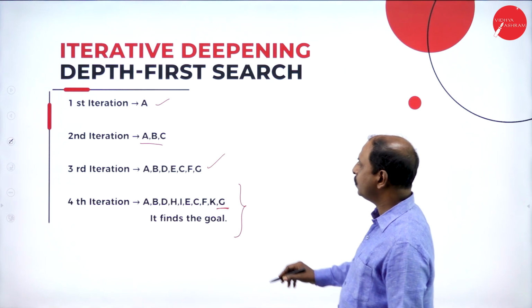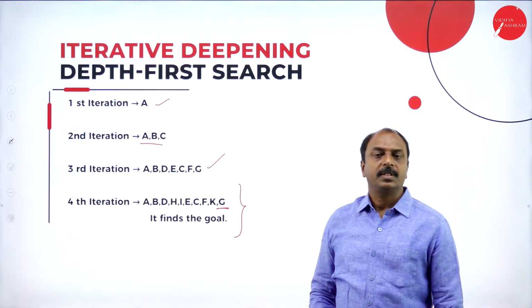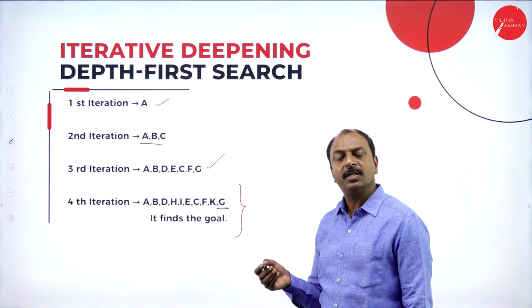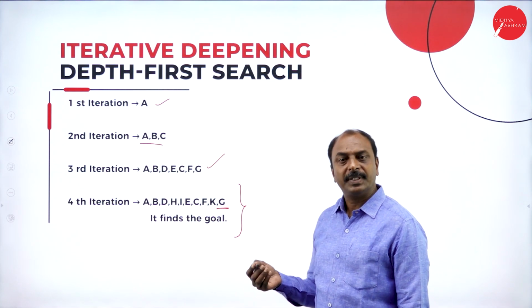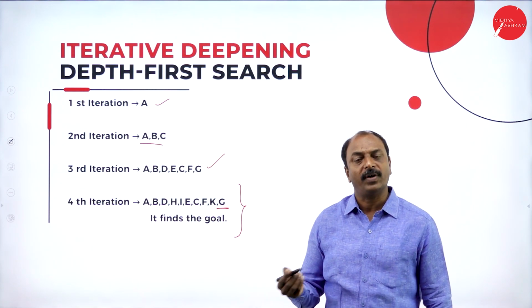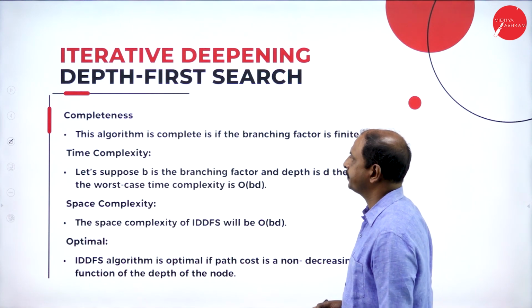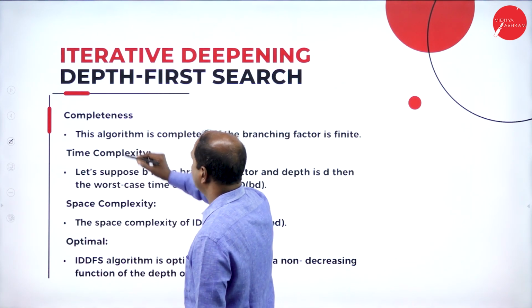It is going to increase the limit, or increase the levels, if the goal node is not found within the defined limit. In the next slide, we will see about the completeness and other factors.